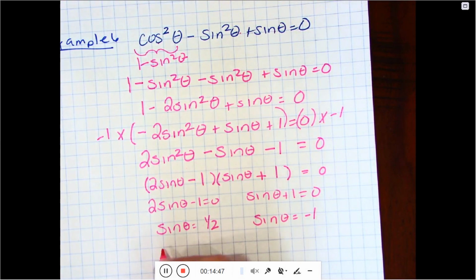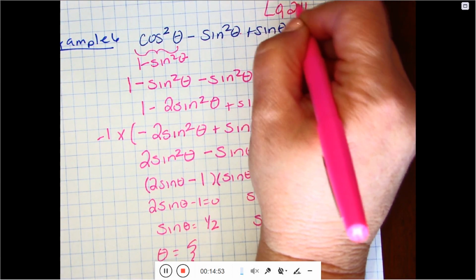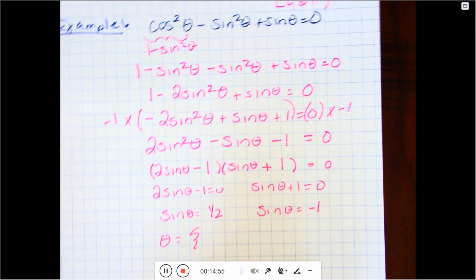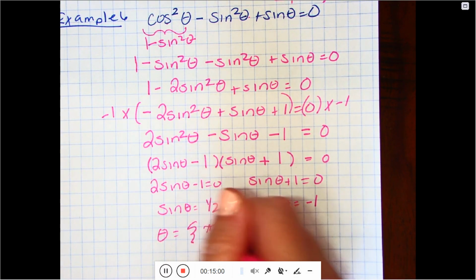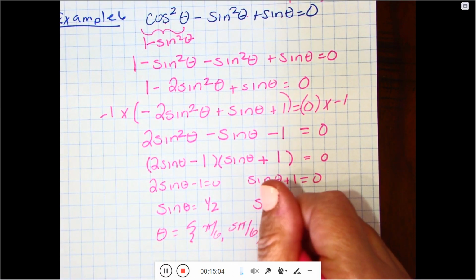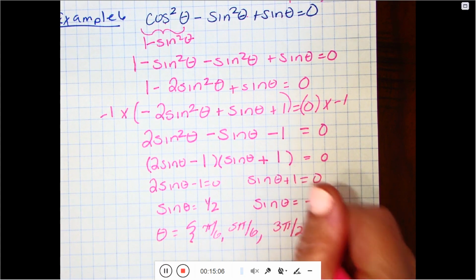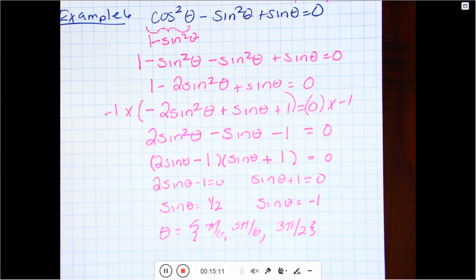And so then you just go around the unit circle, and remember again you're solving for theta between 0 and 2 pi. So I'm just going to go around the unit circle and figure out where the sine is a half. It's pi over 6 and 5 pi over 6. And where the sine is -1 is 3 pi over 2. And you've solved your equation. Okay, so try a couple of those and see how you do.